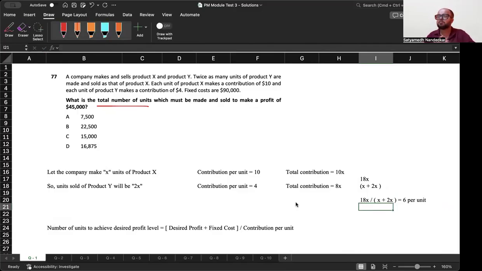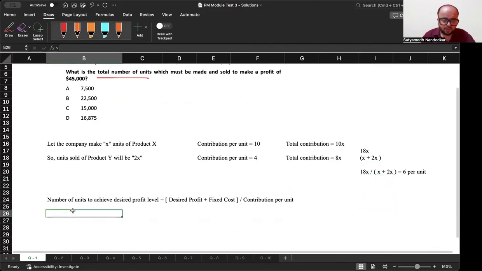See, ideally, X and Y will have different contributions as you can see. But we have to calculate break-even ratio and we know that the number of units of Y that are made are 2 times that of X. So we have converted the output of Y in terms of X and we have the value 6 per unit as the contribution per unit.